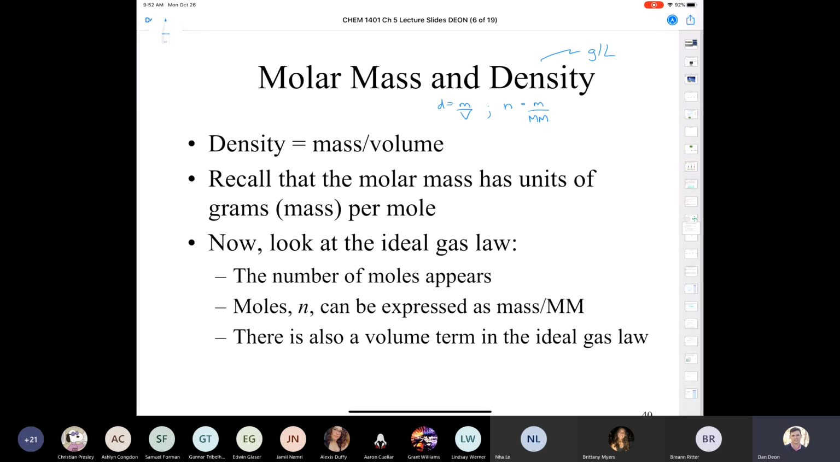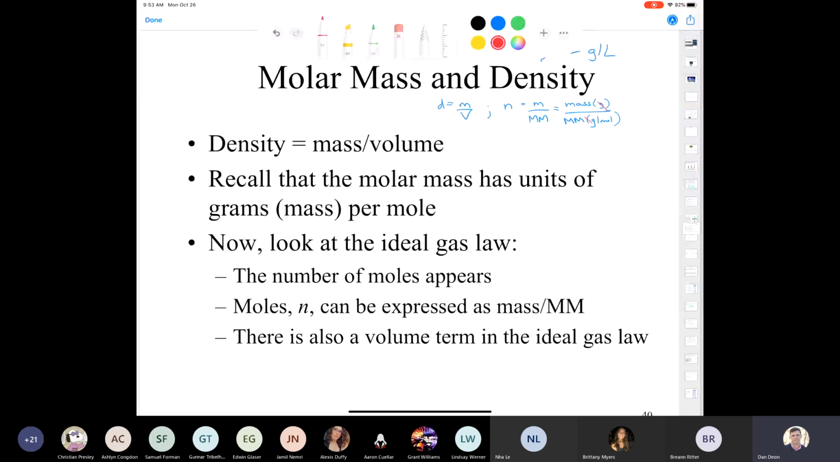N is number of moles, right? Number of moles is going to be equal to mass in grams divided by molar mass in grams per mole, right? And now you're probably thinking, yeah, I get it, grams cancel out. Well, we can use these two equations. Density is equal to mass over volume, and N, which is number of moles, is equal to mass over molar mass. And we can solve the ideal gas equation to determine the density of a gas. Let me show you how to do it.